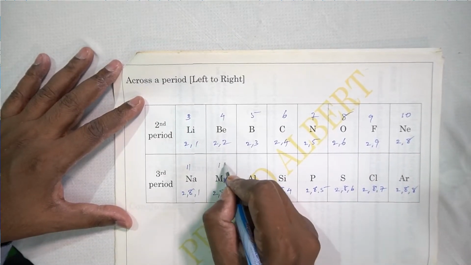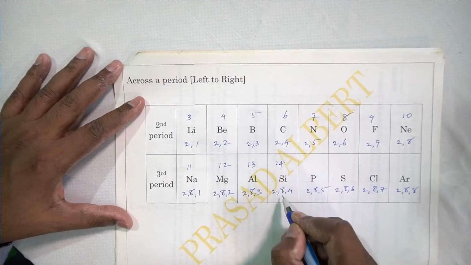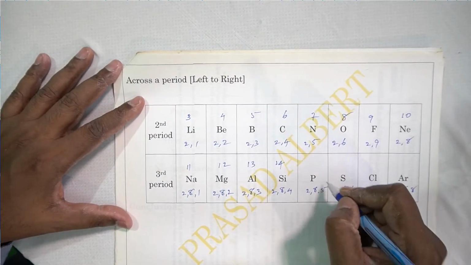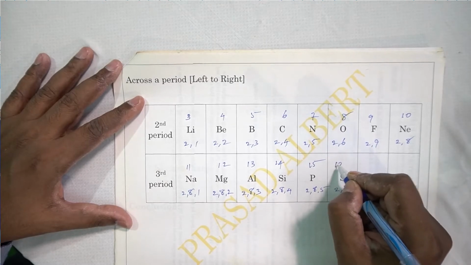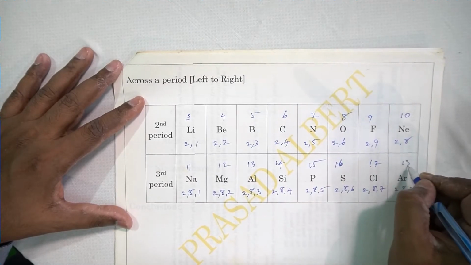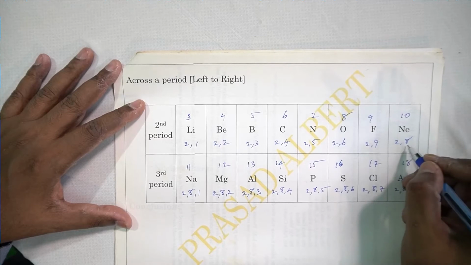This is atomic number 11, 12, 13, 14. Just add up the configuration, you get the number. 2, 8, 5 is 15, and 16, 17 and 18. So these have octets, complete octet, right?